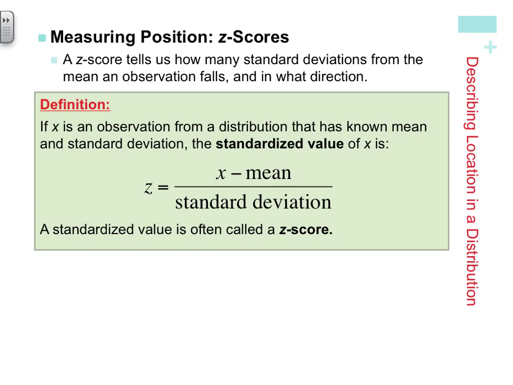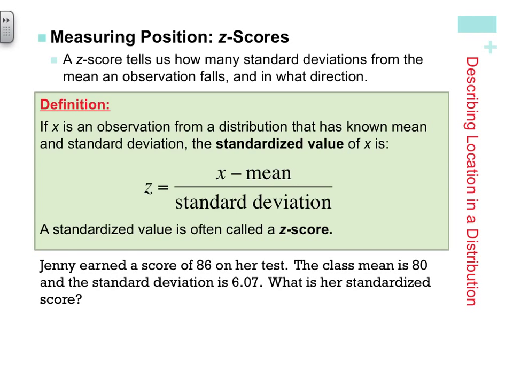Okay, so a z-score tells us how many standard deviations away from the mean your observation falls. It will also tell you what direction. So if your observation is larger than your mean, your z-score is going to be positive. As opposed to your observation being smaller than your mean, in which case you'll have a z-score that's negative.